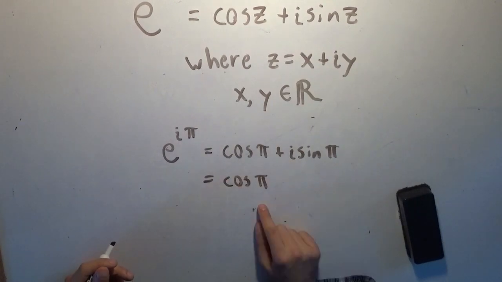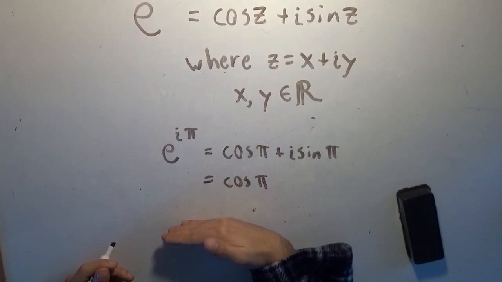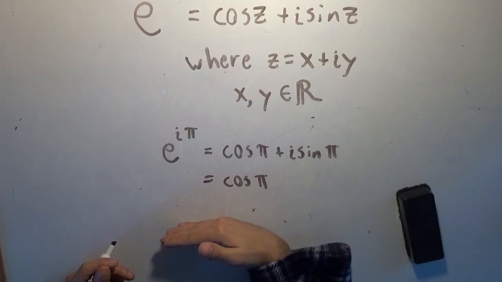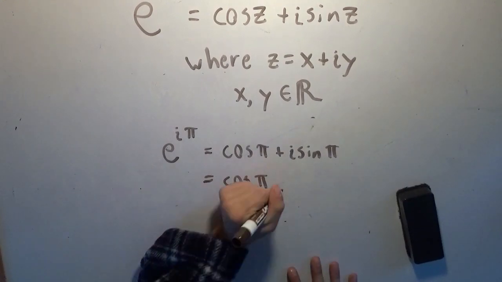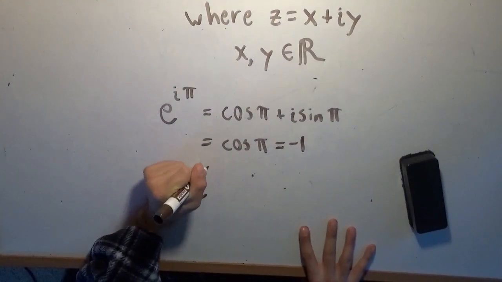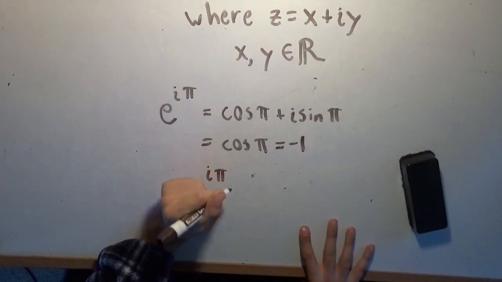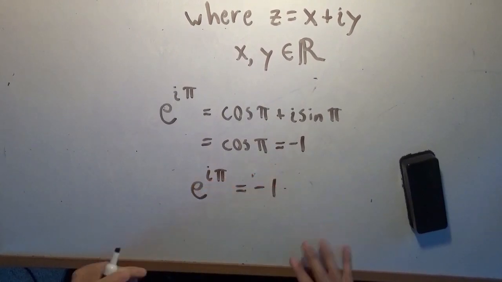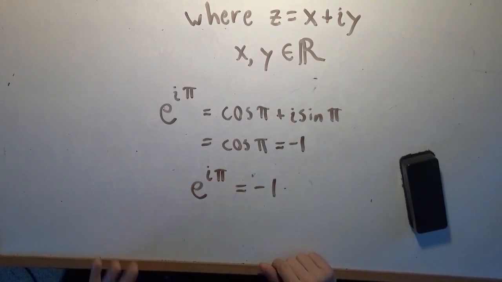The i doesn't matter, right? But what's the cosine of pi? It's the x-coordinate of that direction. And because we're on the unit circle pointing in the exact negative direction, this must be -1, which is to say that Euler's identity, the beautiful formula, e to the i pi equals -1, exactly, which is absolutely ridiculous.